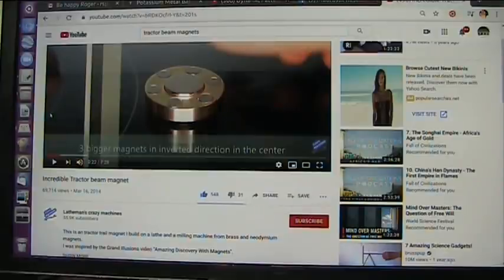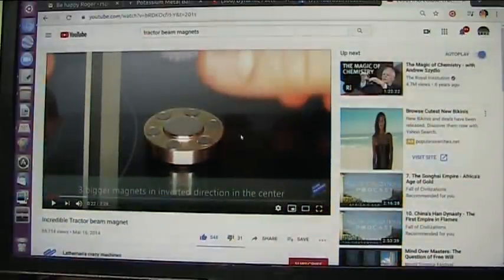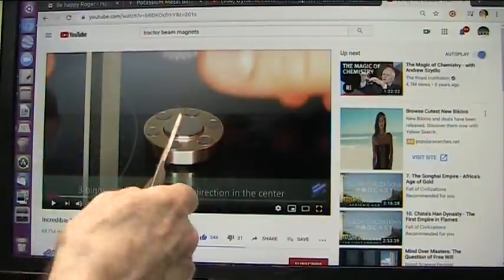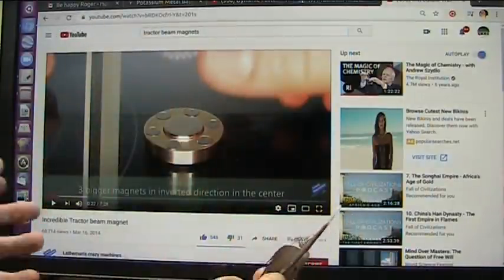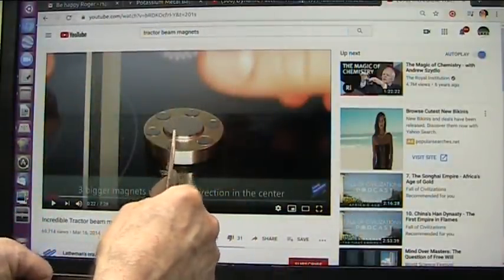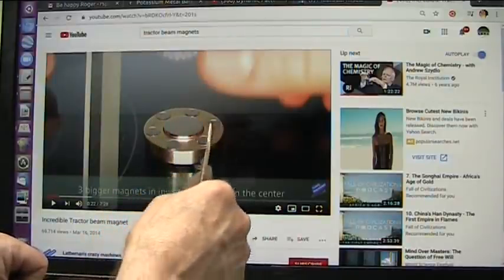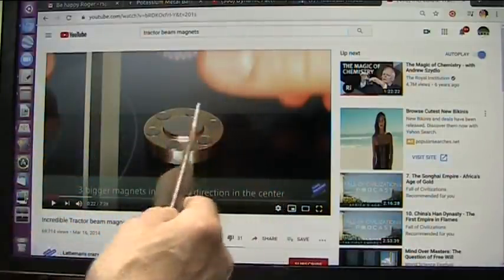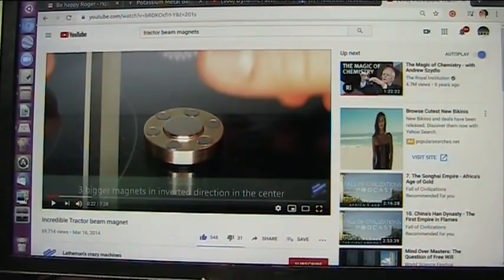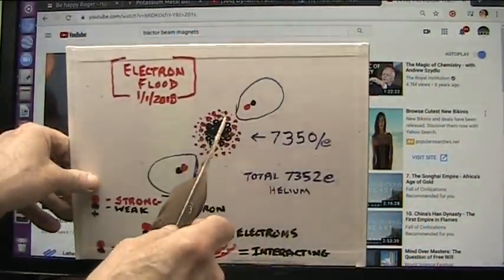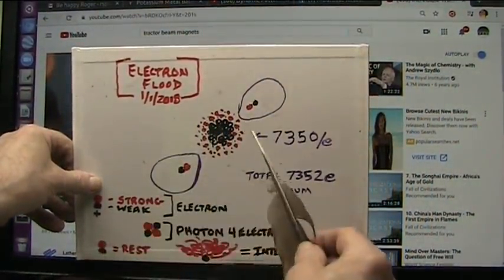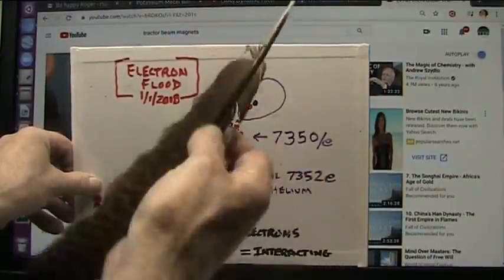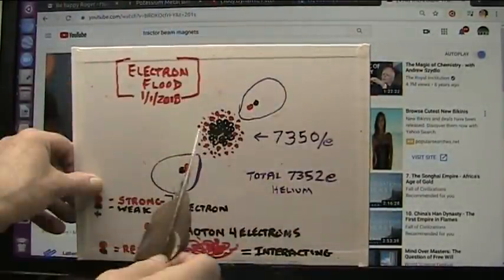Alright, I have found virtually no better way to explain electron flood theory than Latham's crazy machines. These are tractor beam magnets. And what does that mean? That means that's the nucleus. And what does that mean? That means there's a positiveness and then there's a negativeness around it. And that's how electrons will set up. They will always set up with the most positiveness towards the center and the most negativeness as far away from each other as they can get.